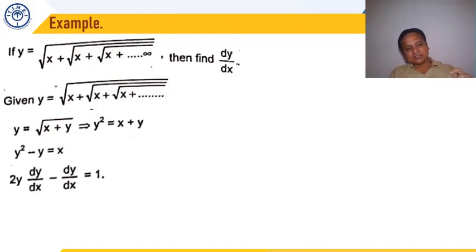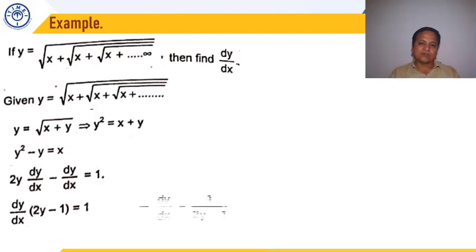Now differentiation of y square is 2y dy by dx, minus differentiation of y, dy by dx, is equal to 1. We take dy by dx as common, (2y minus 1) dy by dx is equal to 1. So the value of dy by dx comes out to be 1 upon 2y minus 1. Simple value, 1 upon 2y minus 1. I hope this is clear. Just square, then simplify the equation and differentiate it.